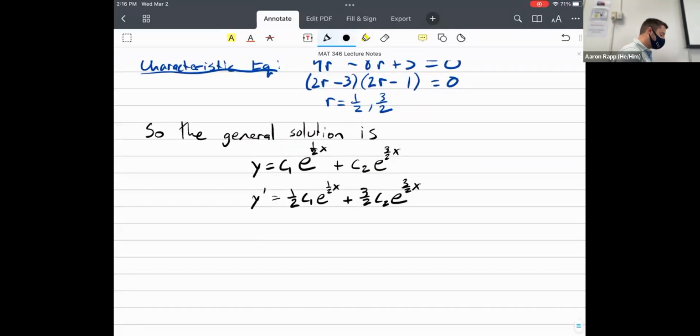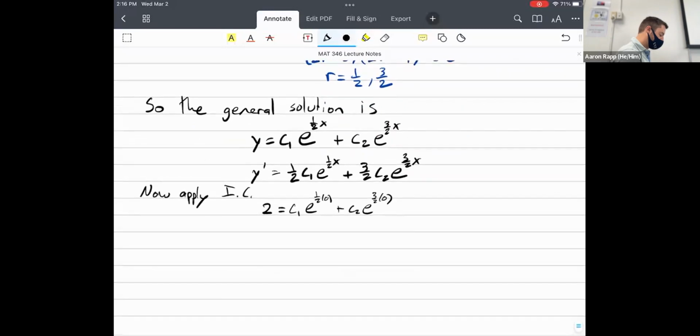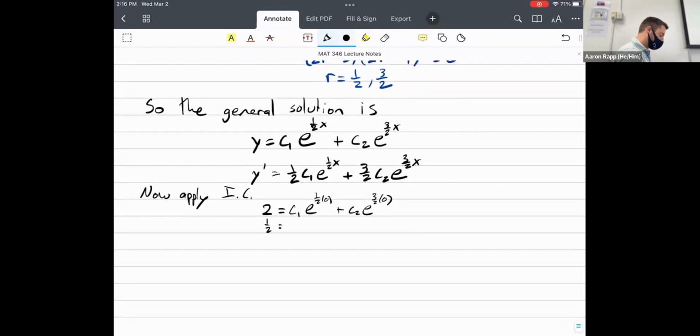So now I apply the initial conditions. So then I know for my solution, this should be equal to 2 when I replace my independent variable with a 0. And that my derivative should be equal to 1/2 when I replace my independent variable with a 0 as well.